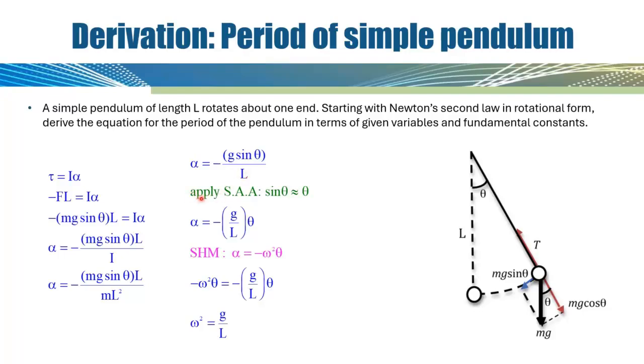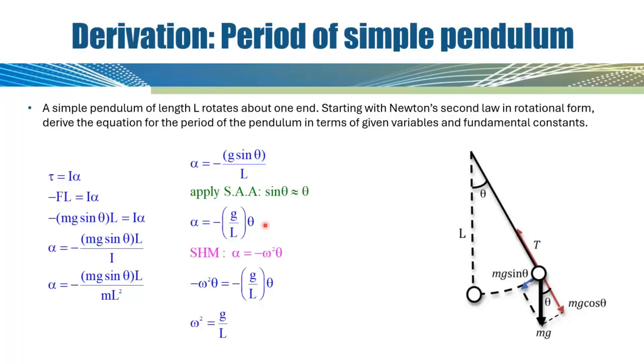This is where I'm going to apply the small angle approximation. I'm only going to pull my pendulum off to the side, small angles. Therefore, sine theta is approximately equal to just theta by itself. So for that reason, I am just dropping the sine and making it theta. So I now have negative g over L times theta.